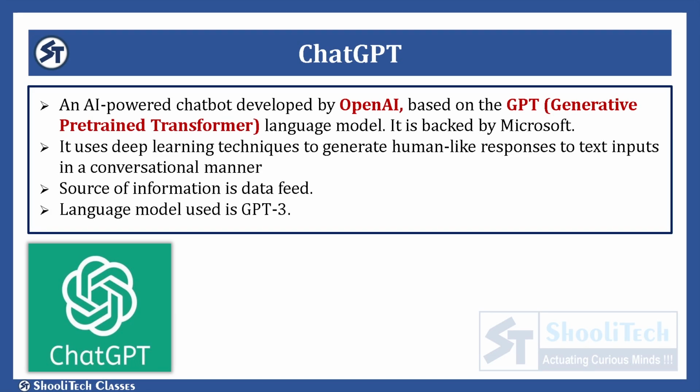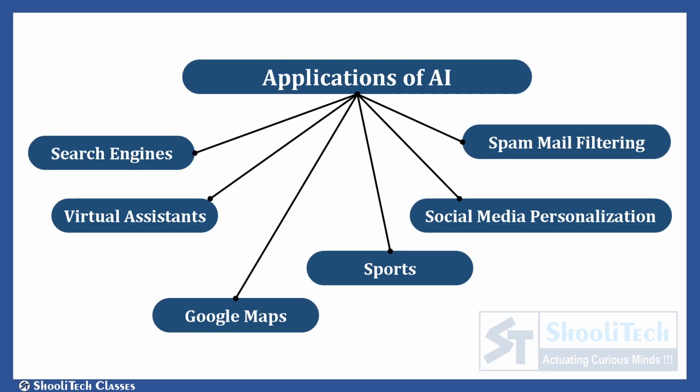It's an OpenAI application which is backed by Microsoft. The full form of GPT is Generative Pre-trained Transformer. It can create any text content based on your query, like blogs, stories, letters, applications, articles, or it can be computer code. So, today we have studied some of the applications of AI like search engines, virtual assistants, Google Maps, use of AI in sports, social media personalization, email spam filtration, and generative AI.